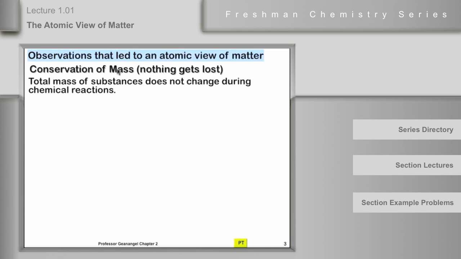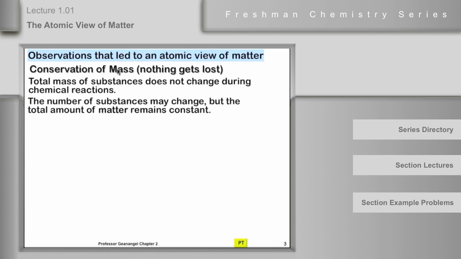Okay? That's assuming that you don't spill any product. Okay? We'll talk about that later. Now, it is true that the number of substances may change. You may have one substance that forms two, or two that form one, or three that form six. There are many different possibilities there. But the total mass, when you're finished, is the same as the total mass when you start.